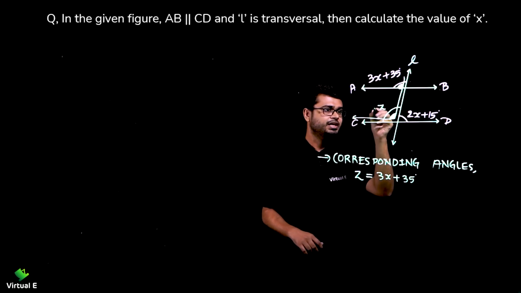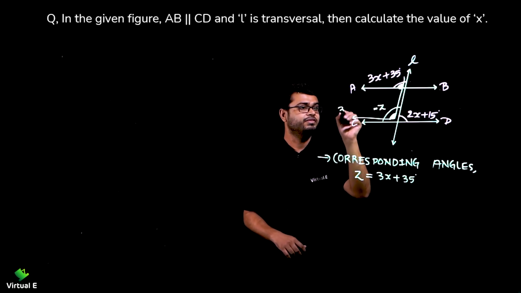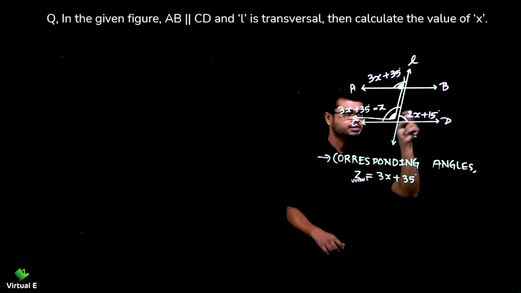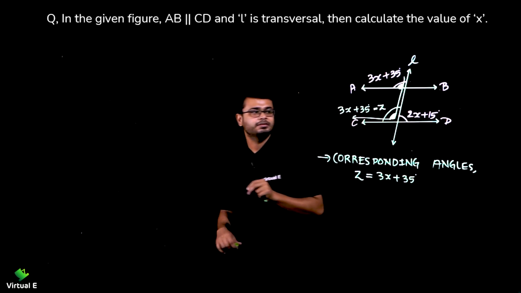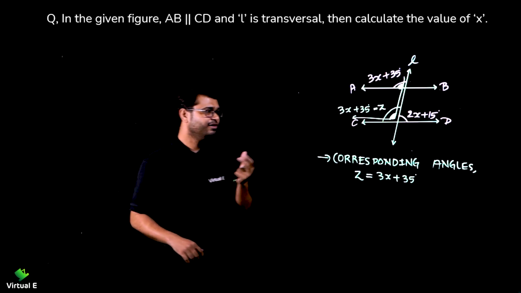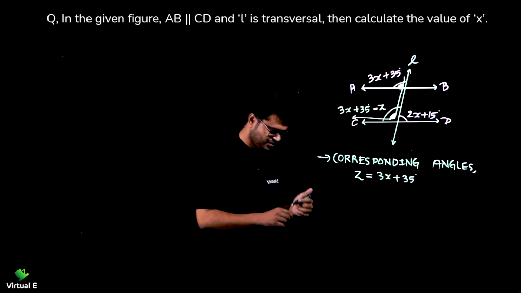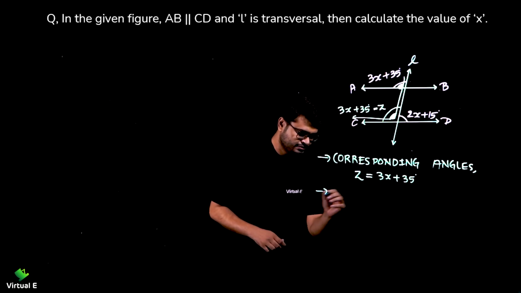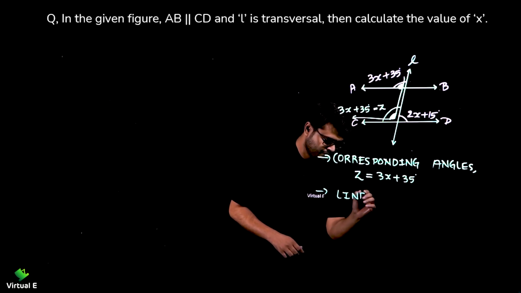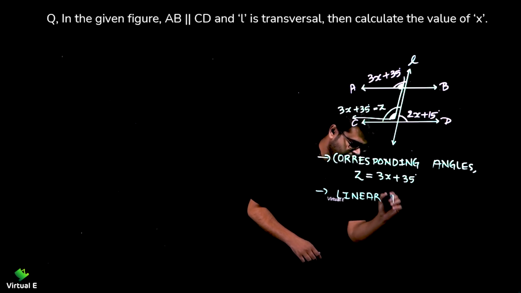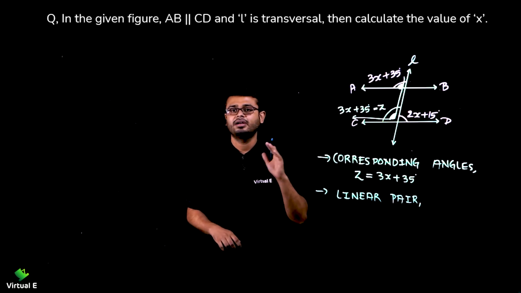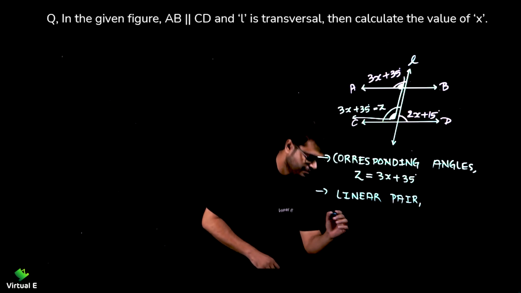Now if this angle is 3x plus 35, and this angle is 2x plus 15, then what shall we do? What kind of pair is it? It is a linear pair. So let's apply the concept of the linear pair. Now, a linear pair adds up to what? 180 degrees. So let's add them.